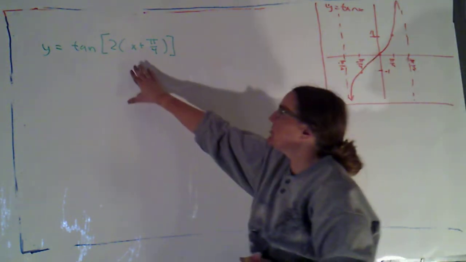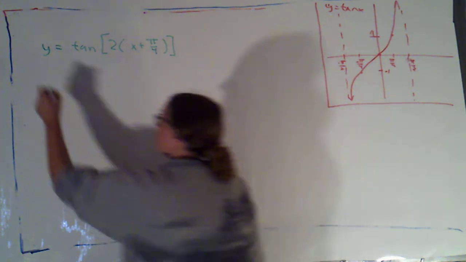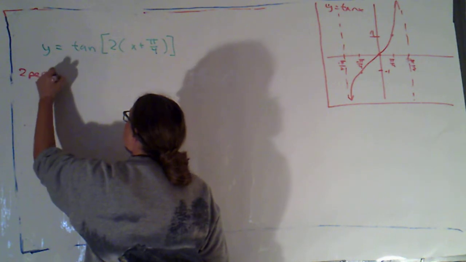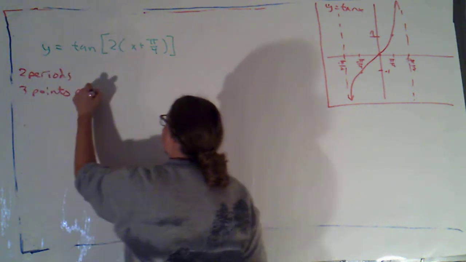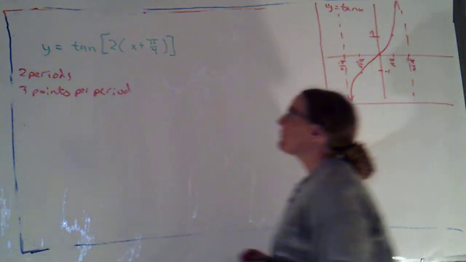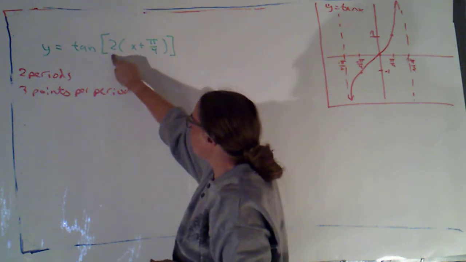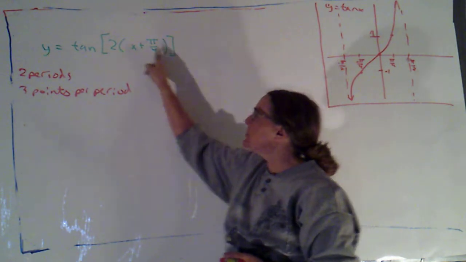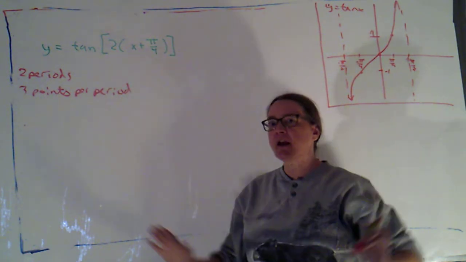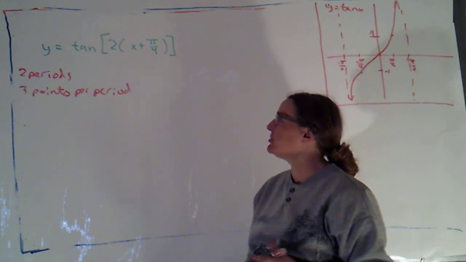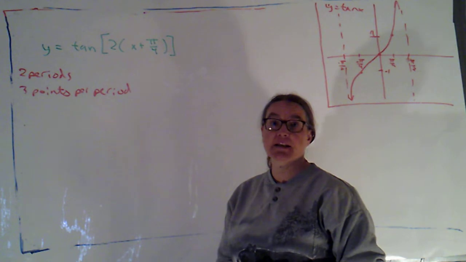And what I'm going to try to do here is graph exactly 2 periods of this. So I want to do 2 periods, and I want to plot 3 points per period. Okay, now if I take a look at what I'm doing here, everything that I'm doing, multiplying by 2 and adding pi over 4, I'm doing that before I plug into tangent. With sine and cosine, we learned that if we modify things before we plug into the trig function, it affects things horizontally. So this is going to be a horizontal transformation.